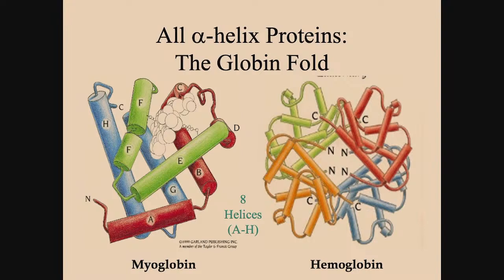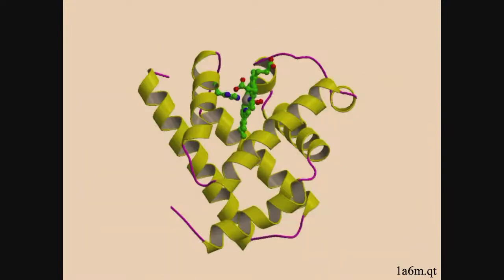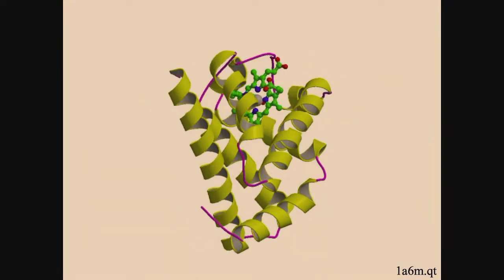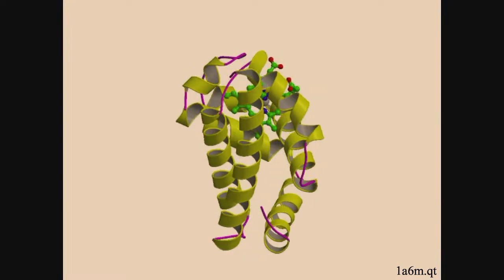So there are 4 chains of the globin fold. Each one of these colored chain is a single molecule, and that molecule has the same fold as myoglobin. Okay? We'll come back to hemoglobin a little bit later as well. So I have some movies with this as well. You see the 4 helices, and you see the heme.